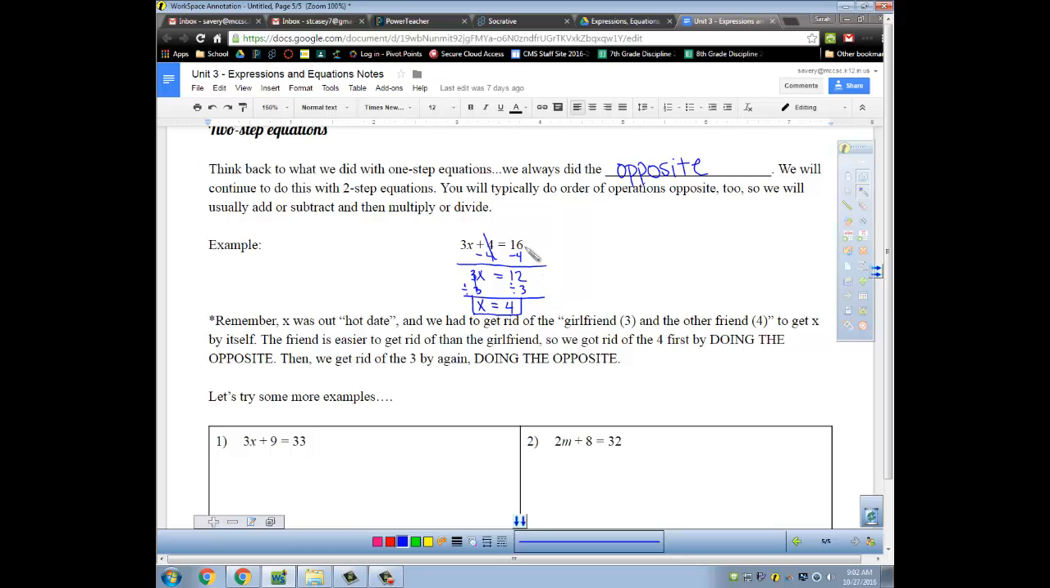So that worked out. So again, the goal is to get x by itself. So we get rid of the friend, which is the plus part just off to the side, and then get rid of the significant other, the boyfriend or the girlfriend, which is the number right by the x.